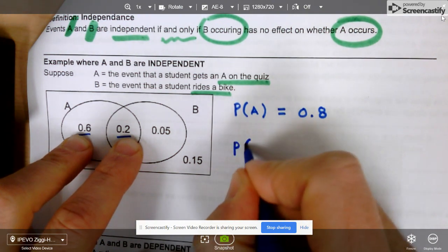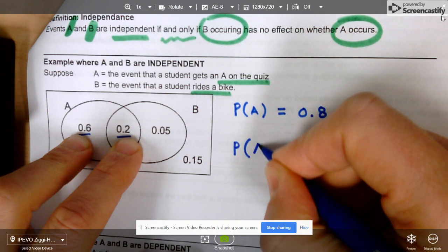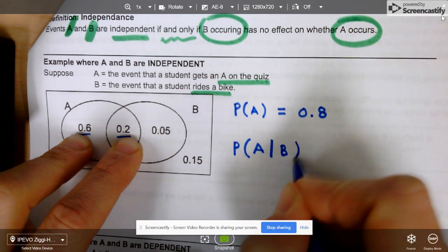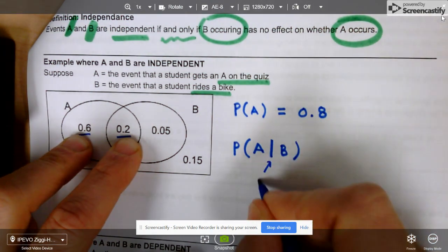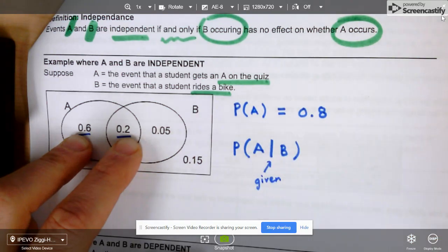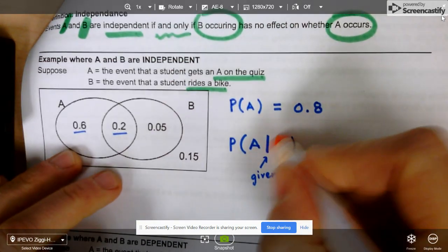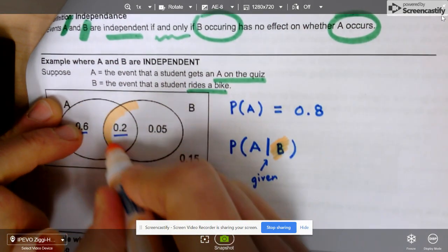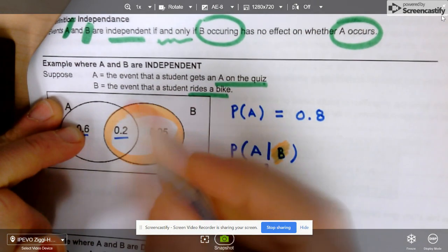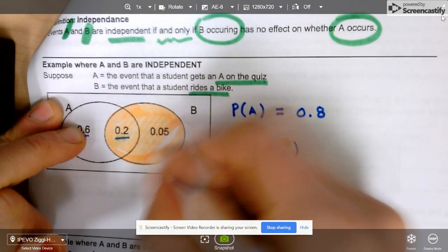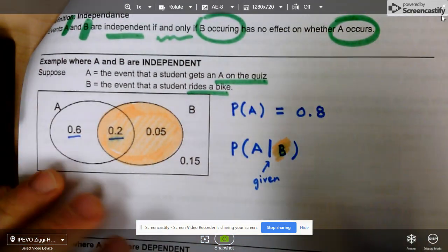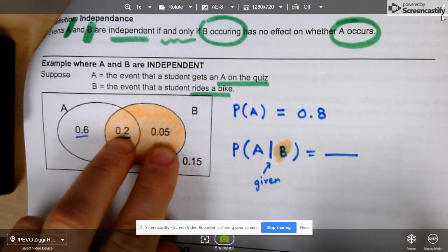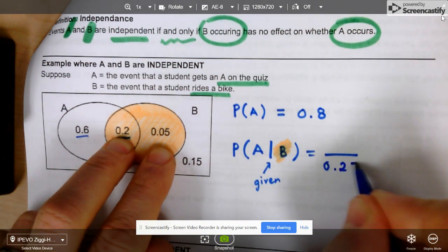Let's see if B changes A. Let's find the probability that A happens given that B happened. Recall that this right here means given. So if we are given that B happens, that means that we are only looking at the B circle. So we're only looking at these two numbers, which means that the denominator of our fraction is going to be this plus this. 20% plus 5% gives us 25%.